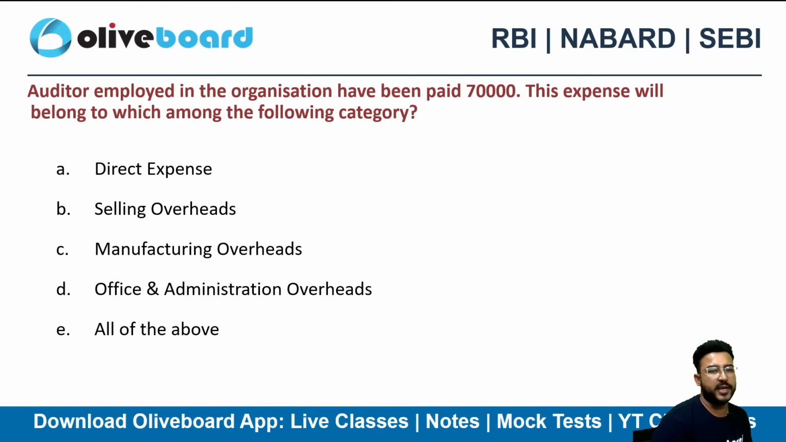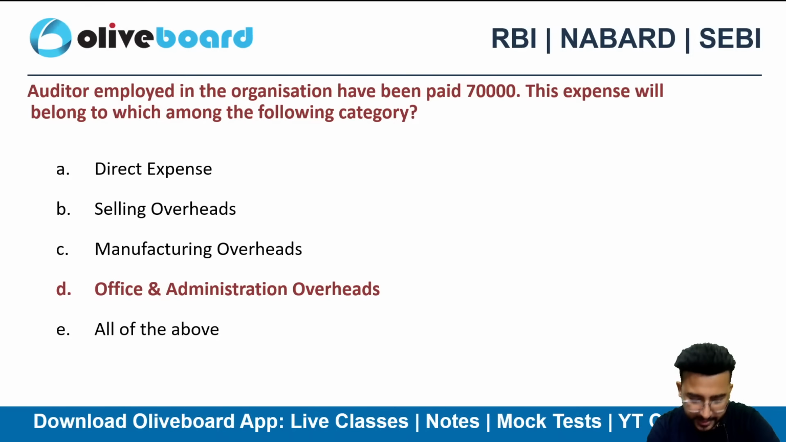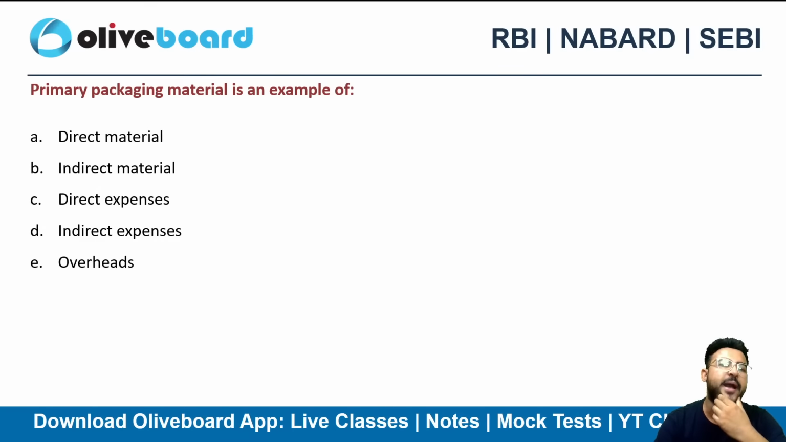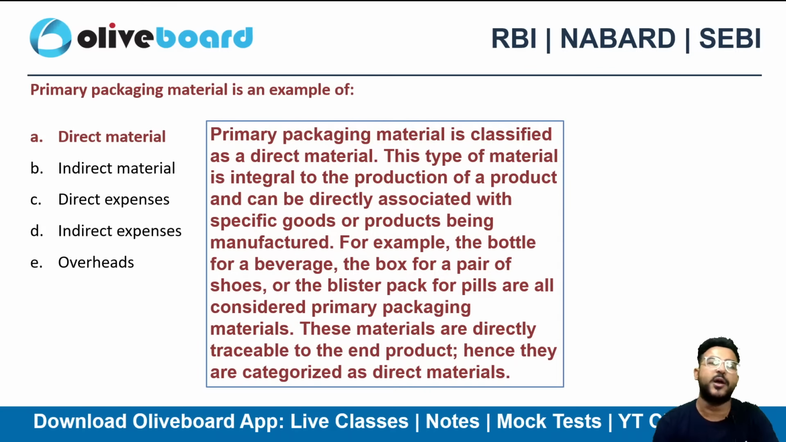Auditor employed in an organization is an expense which belongs to which category? A very simple one. That's an office and administration overhead. Primary packing is an example of direct material because without primary packing, your product is not complete. I'm talking about the primary packing, not the secondary packing.